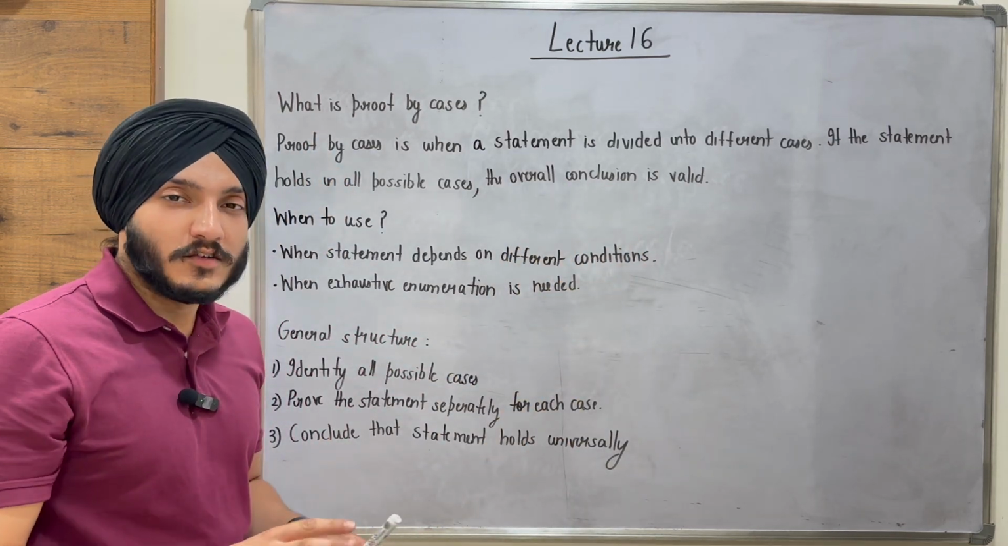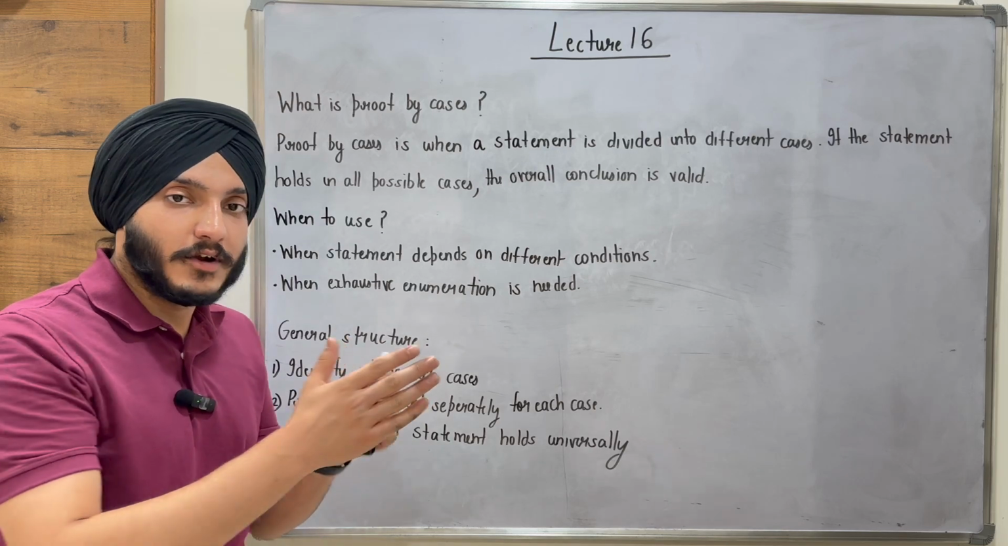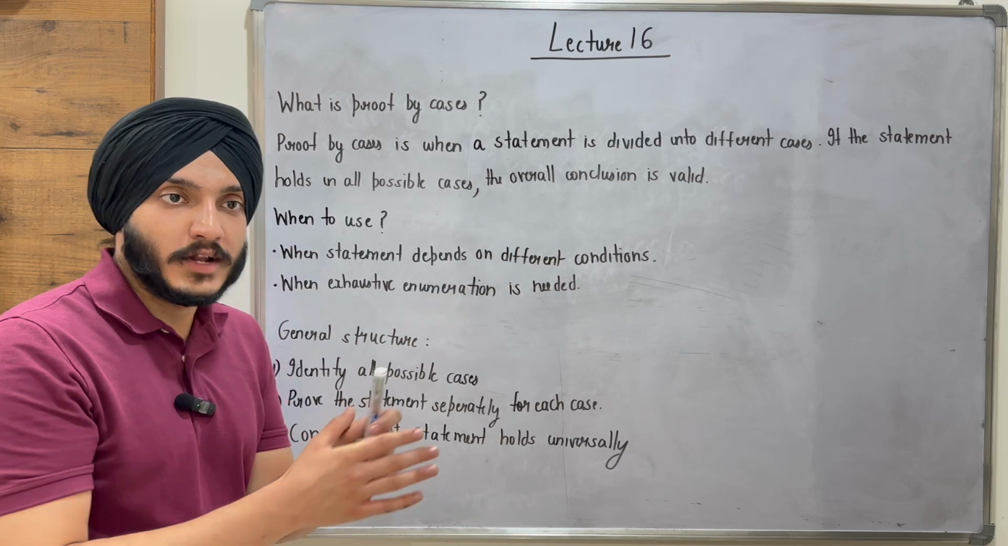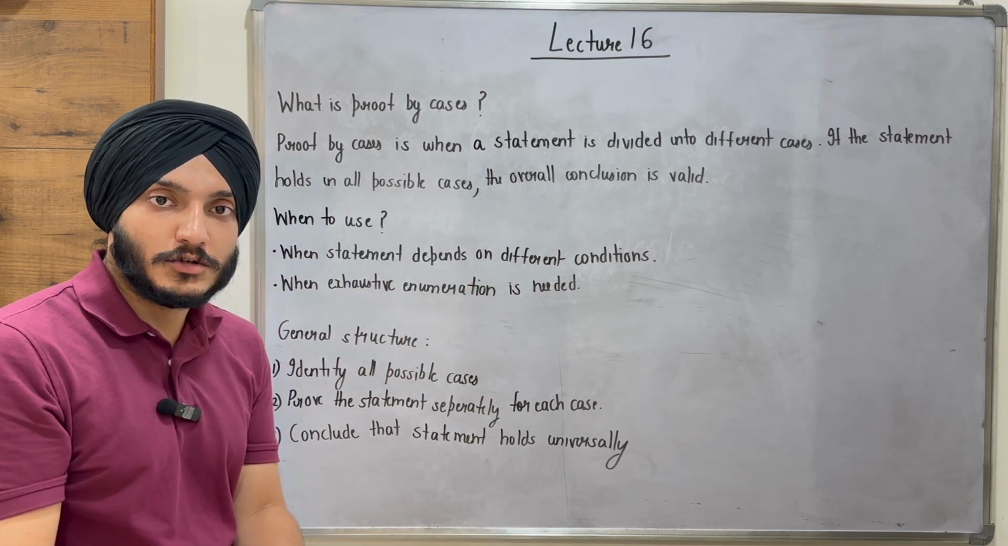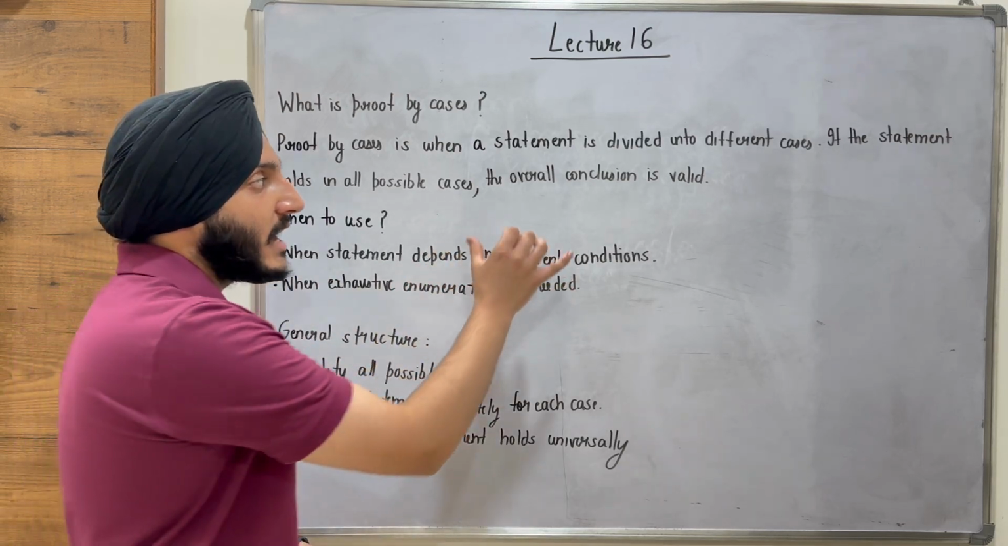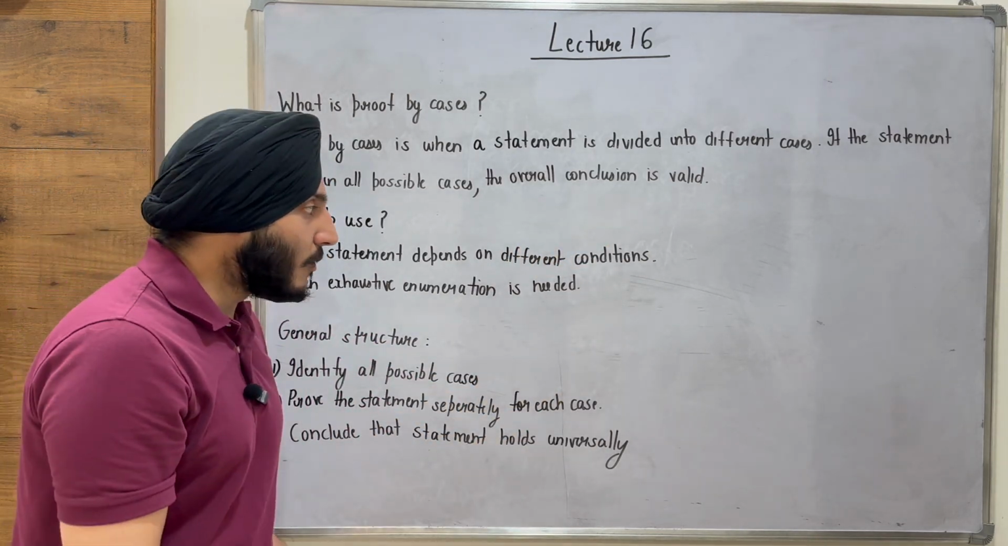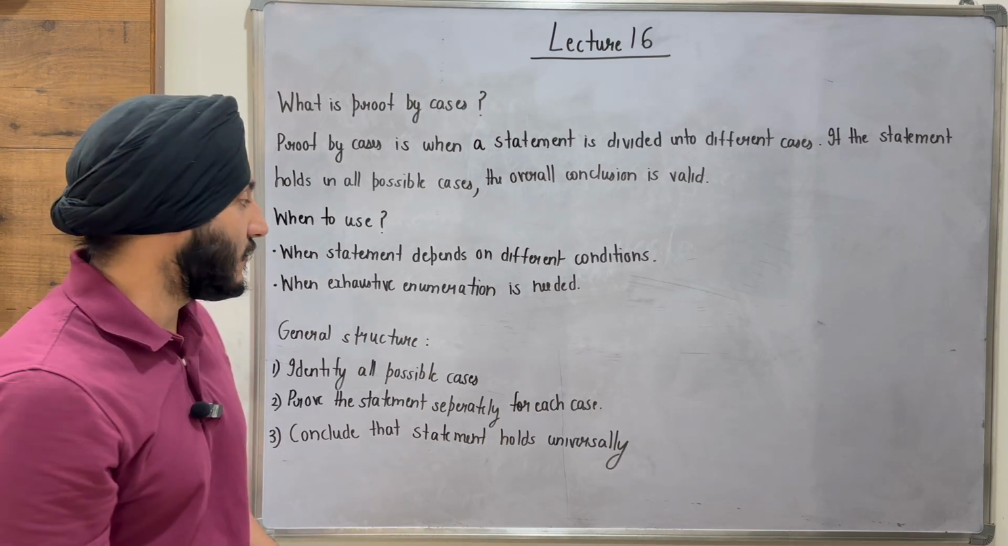So in short summary, I need to take a look at all the different cases, solve them, reach the conclusion that I'm supposed to, and then combine all those conclusions together and say that I've reached the final conclusion. Yeah. So now let's try to understand when we use proof by cases.